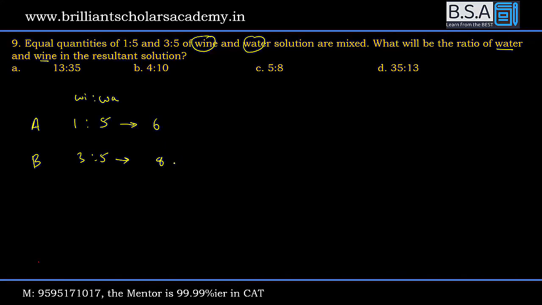The LCM of both, the lowest multiple of both, is 24. So I need to multiply 4 here to make it equal. I need to multiply 3 here to make it equal. But you need to pay attention here. When the question has been framed, the ratio is asked for water first. Water you need to find out first. Now this 4 will be multiplied with this 5. Water is 20 units. This 3 will be multiplied with this 5.